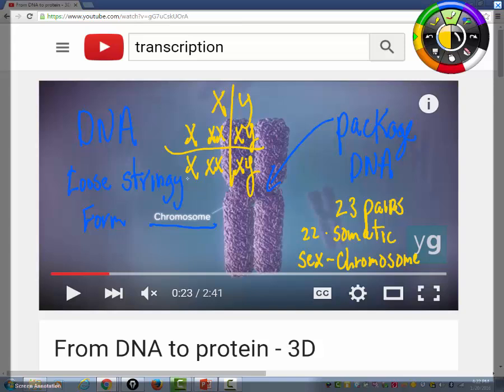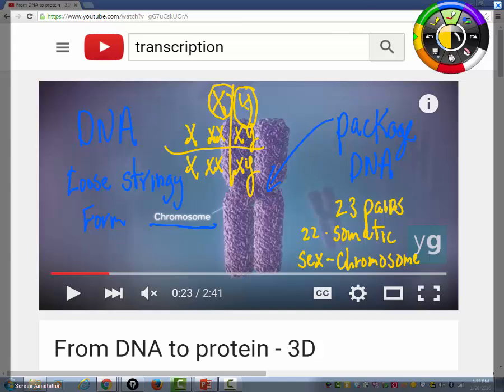Now look, because women both have the X chromosome and men have the XY chromosome, because they have different chromosomes that make up their sex chromosomes, the man determines the sex of the child. The woman determines when the man will have sex. You should write that down.